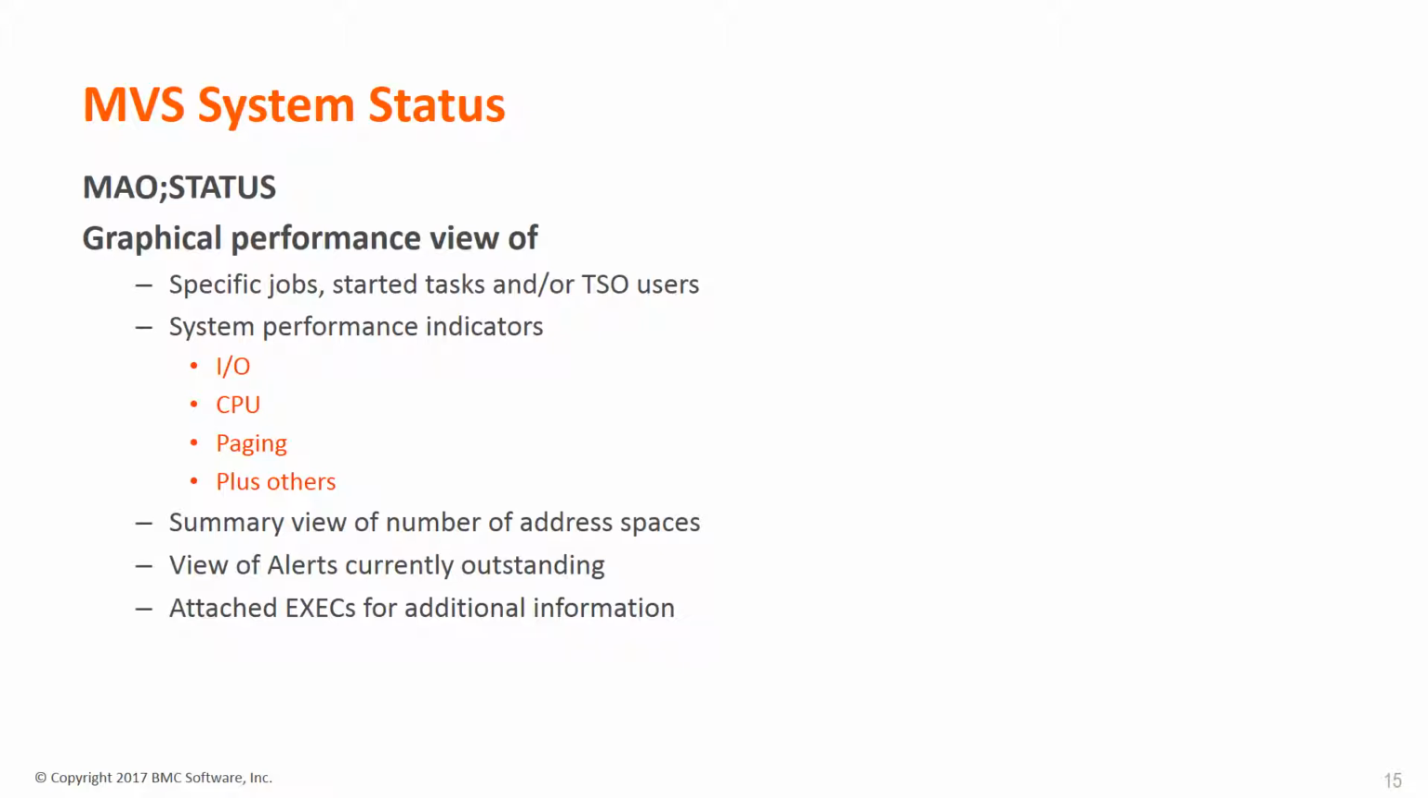The MVS System Status OCD provides you with a graphical performance view of a set of jobs that you define, as well as some high-level performance indicators for the system, including I/O rates, CPU usage, paging, and a couple other things. It provides you with a summary of the number of address spaces of each type that are active in the system, and it provides you with a list of the alerts that are currently outstanding.